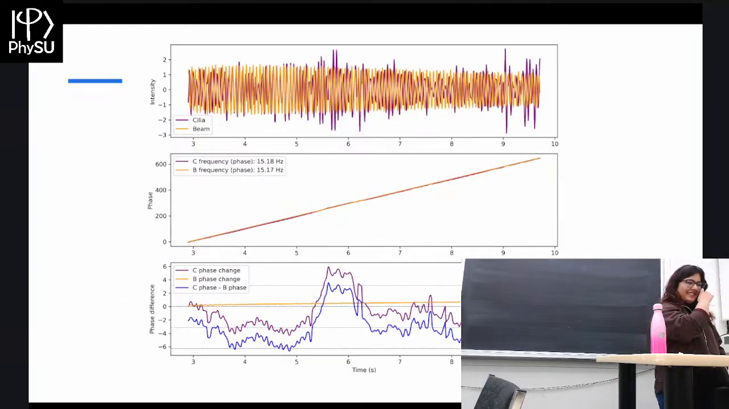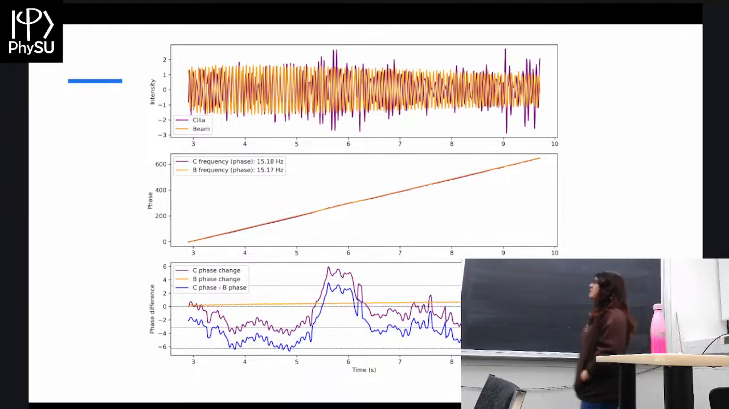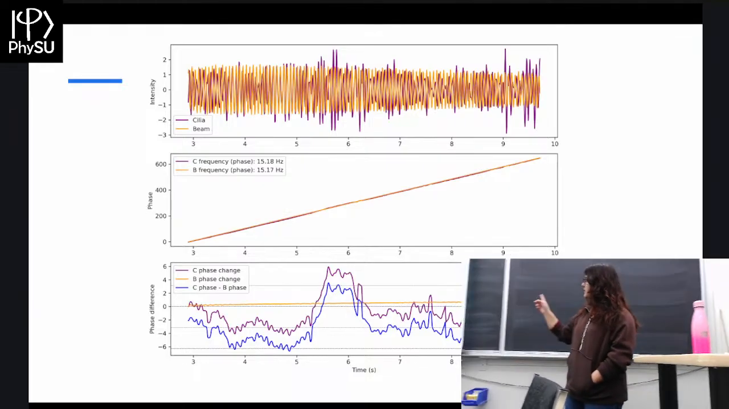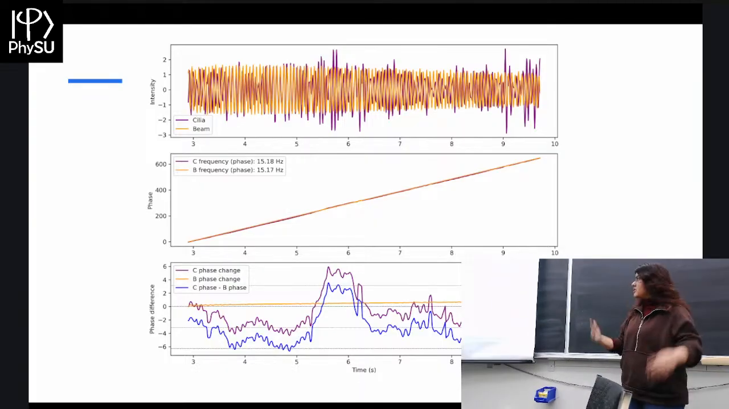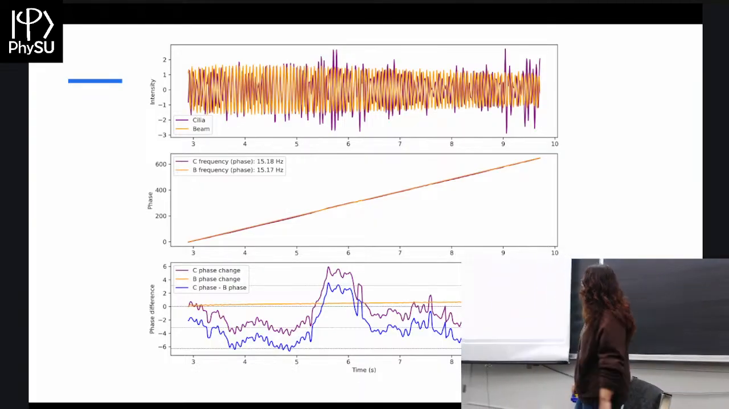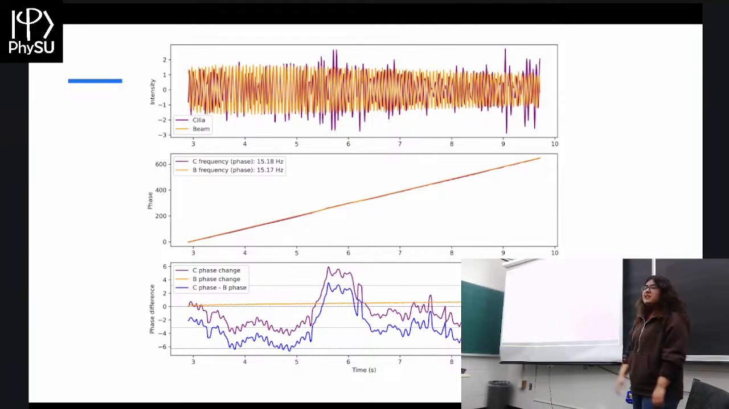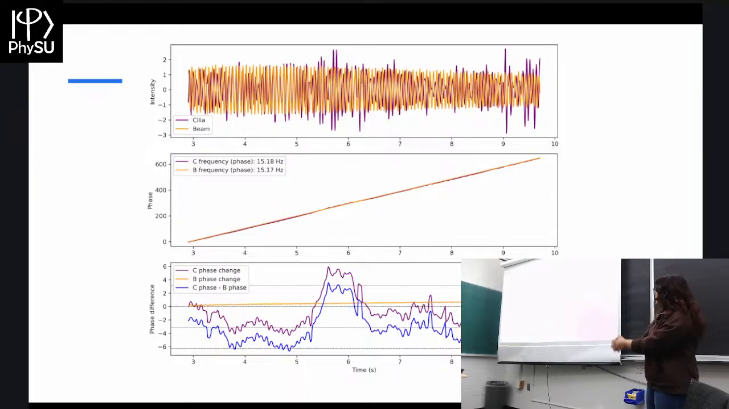So this is an example of one of the data sets we got. This was the 15 hertz one, where we had the most synchronization. The orange oscillations is the beam, or the actuator, and the purple is the cilia. And you can see their phases kind of align. I don't know if I made it clear, but we were only looking at phases, just because it's maybe the best way to tell if something's synchronizing or not.